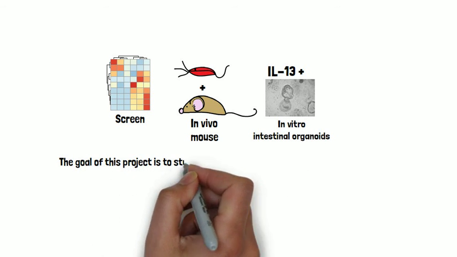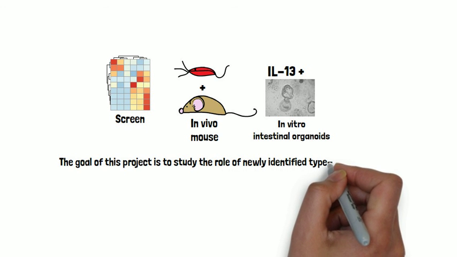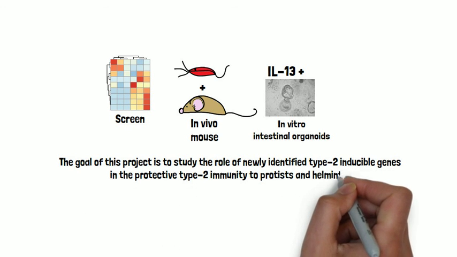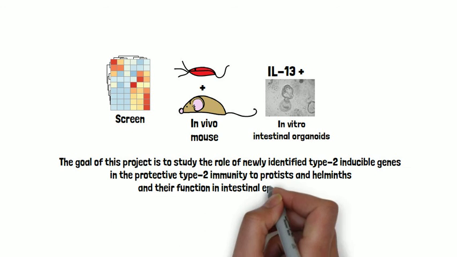The goal of this project is to study the role of newly identified type 2 inducible genes in the protective type 2 immunity to protists and helminths, and their function in intestinal epithelial cells.